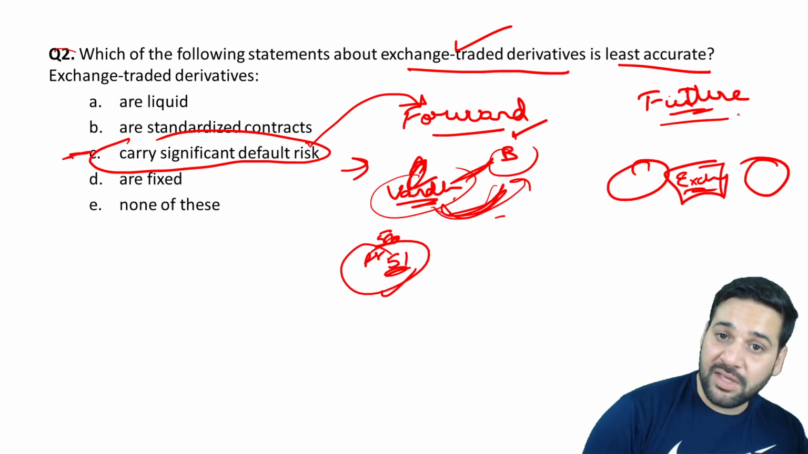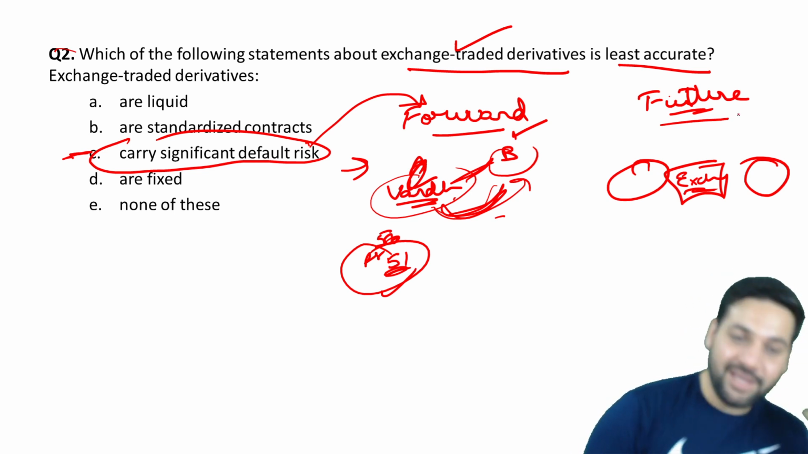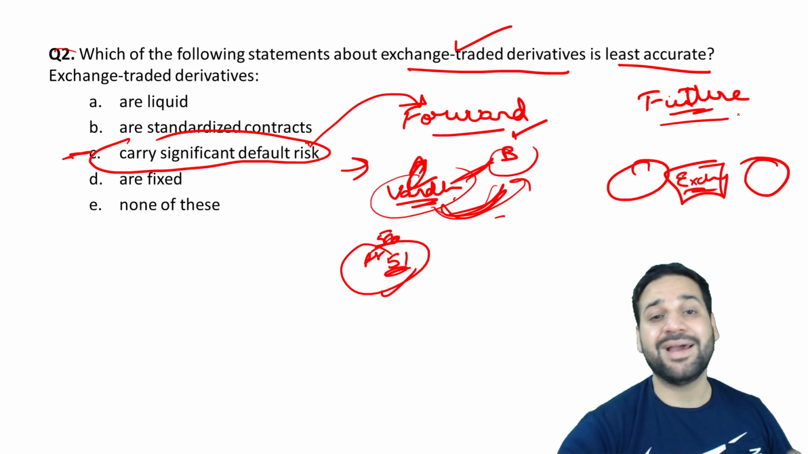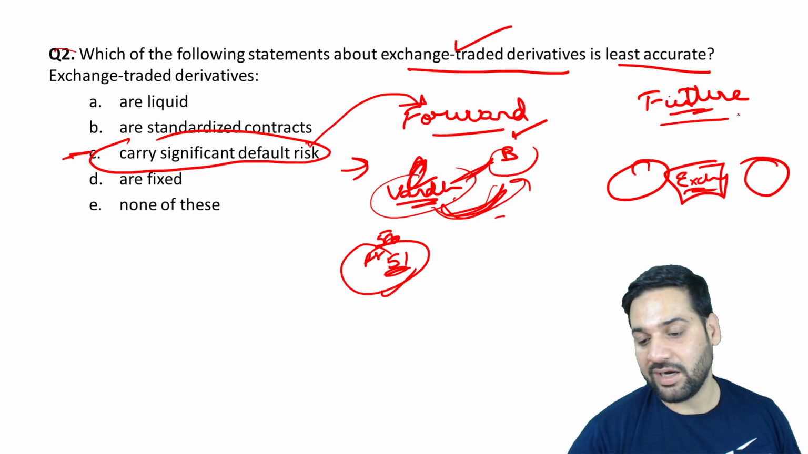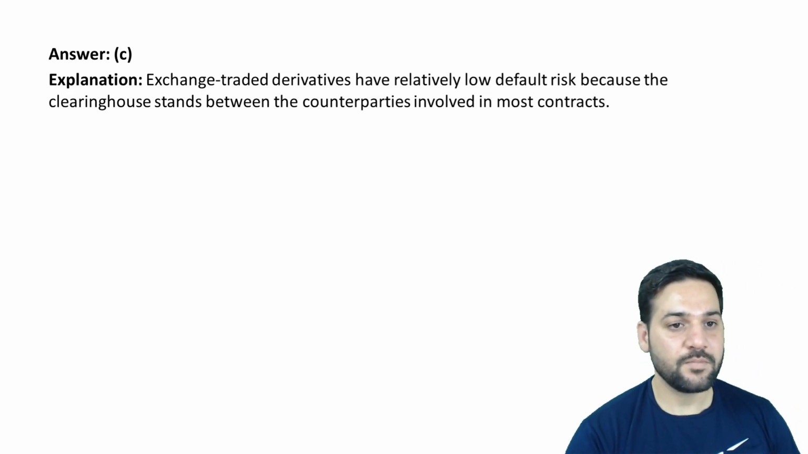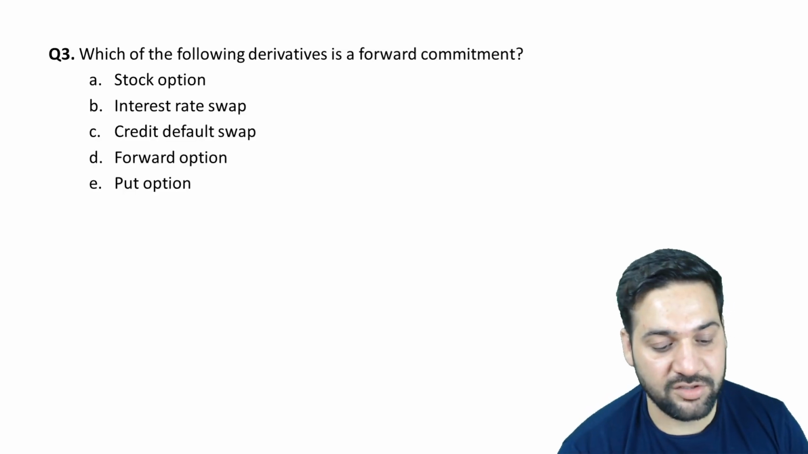In the case of an exchange traded contract, the exchange is providing you the credibility. The exchange is providing you the guarantee. So these contracts are credible, because the exchange is providing the guarantee.